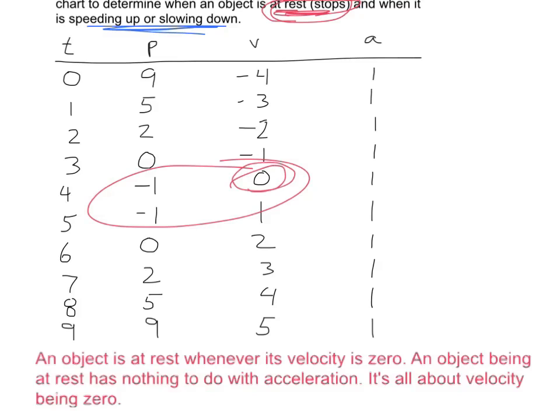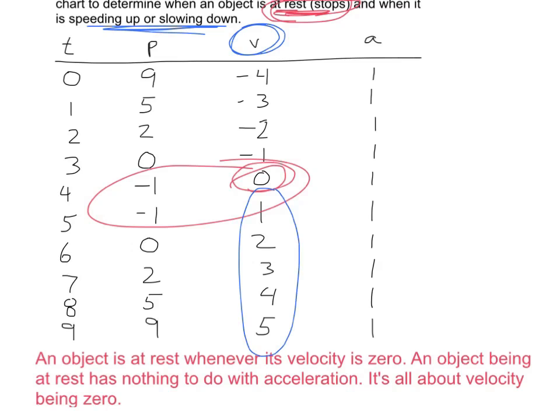Now my second question from above is, when is the object speeding up or slowing down? For this one, I want you to look at it and sort of think about it. Look especially at your velocity column. When is the object speeding up? Well, the object is speeding up down here. My velocity went from 1 to 2 to 3 to 4 to 5. That's us speeding up.